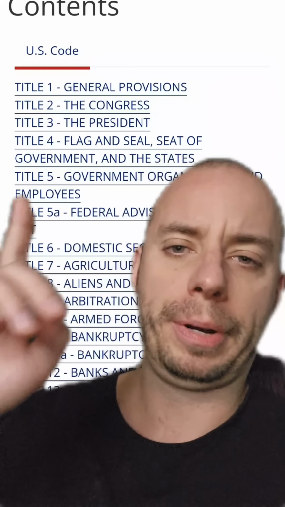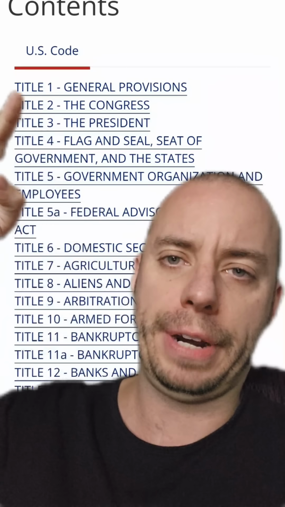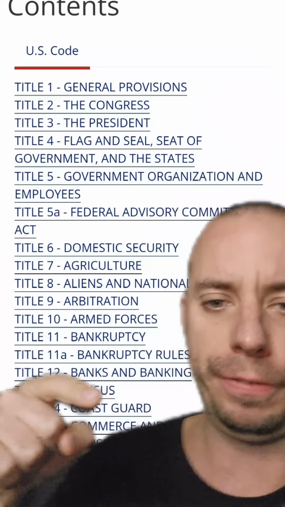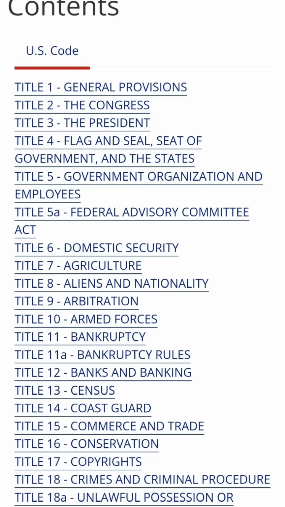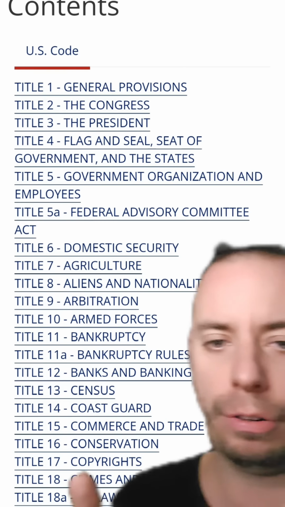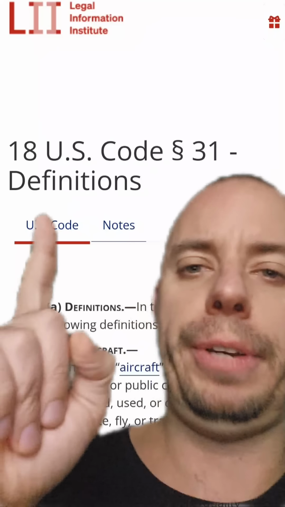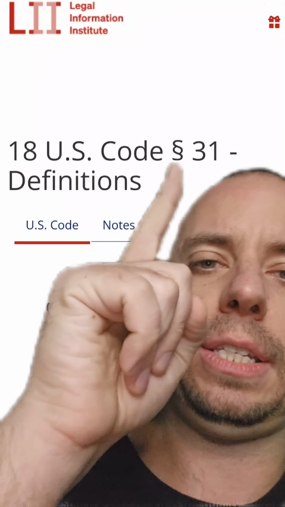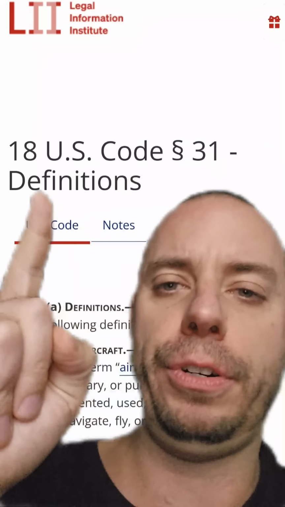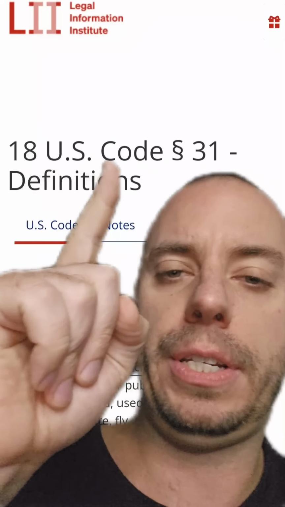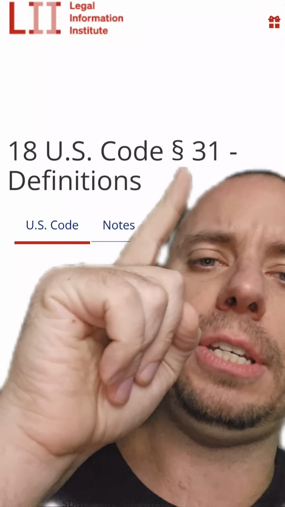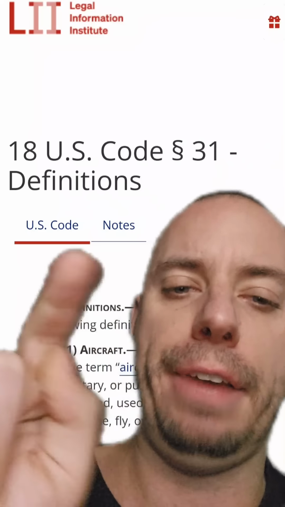So first and foremost, we're going to be looking at the United States Code, which is divided by title. As you can see, there's all these different titles, right? The first thing we're going to be looking at is Title 18, which is Crimes and Criminal Procedure. We're going to go to 18 USC Section 31. This first number is the title. This is the body of law, this is a section symbol, and this is the section number, definitions.